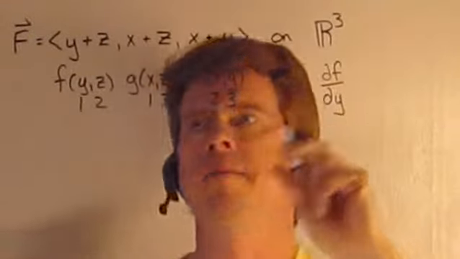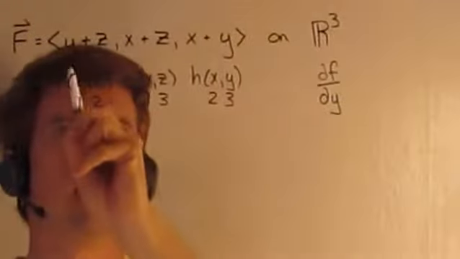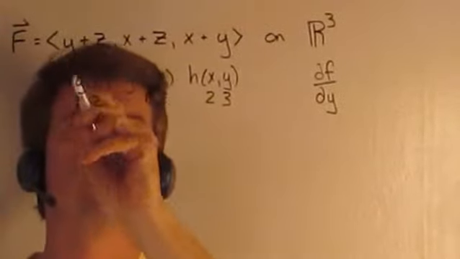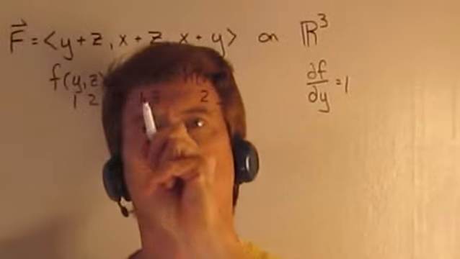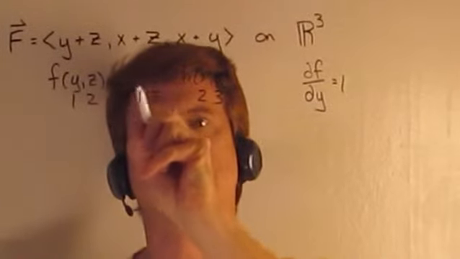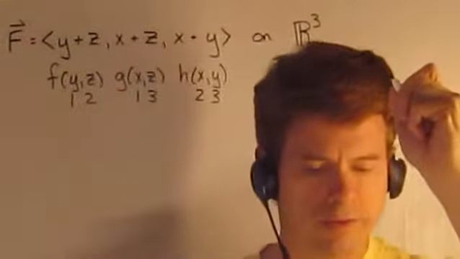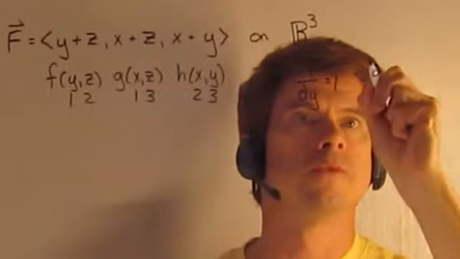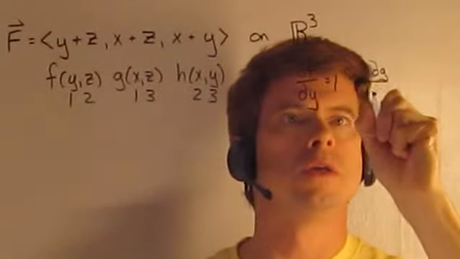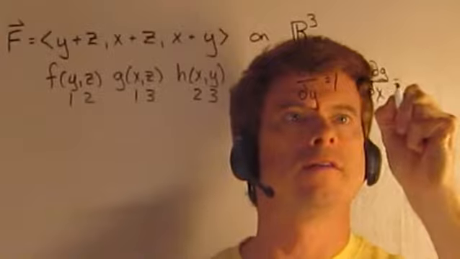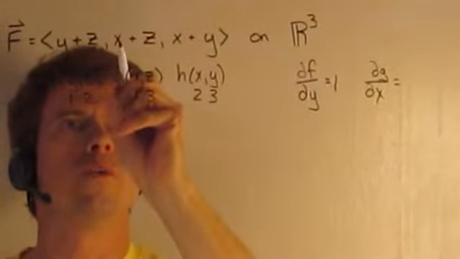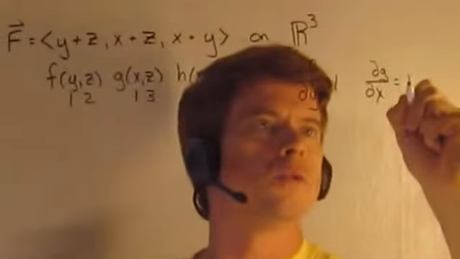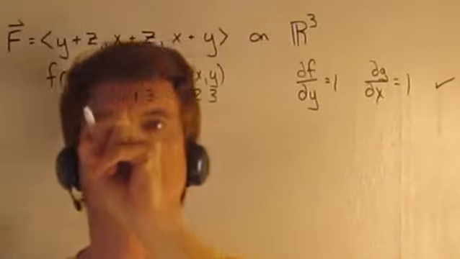dy. Evaluating f, the partial derivative with respect to y is equal to 1. And then over here we have g and the partial derivative with respect to x, dg dx. And when we take this partial derivative with respect to x, it is equal to 1. So the first one checks out.